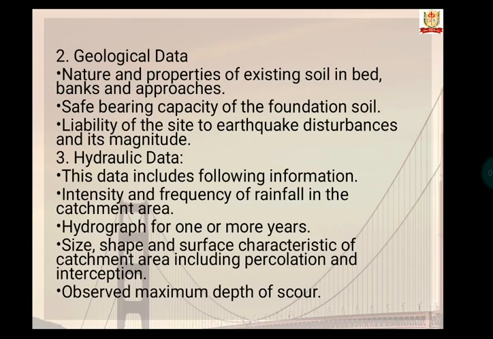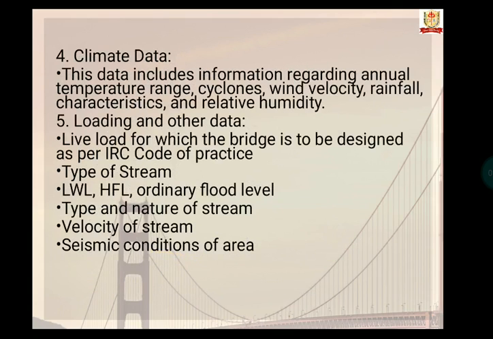Third is hydraulic data. This data includes the following information: intensity and frequency of rainfall in the catchment area, hydrograph for one or more years, shape and surface characteristics of catchment area including percolation and interception, observed maximum depth of scour. Fourth is climate data. This data includes information regarding annual temperature range, cyclones, wind velocity, rainfall characteristics, and relative humidity.